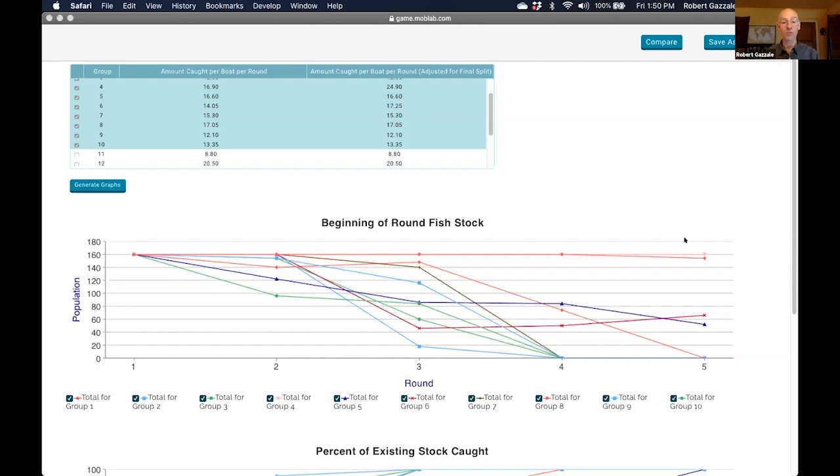We have overfishing. And we see for fully half of the groups, by the end of round 4, there were no more fish at all. So as predicted, when we have a common pool resource, we have, in this case, the tragedy of the commons. We have the overuse of this common pool resource.